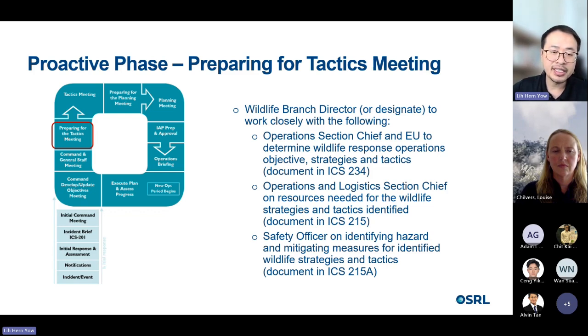the techniques being put in place are safe both for the people, the responders on site, as well as for the wildlife which we aim to capture. So we do not want to create more harm in our response actions. Of course, this will be captured in the ICS 215A, the safety, the risk and hazard analysis form.